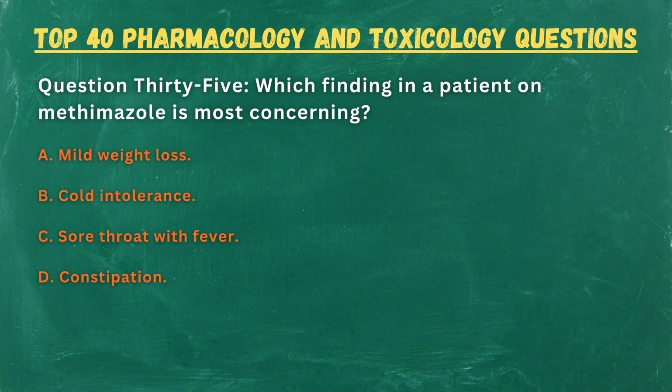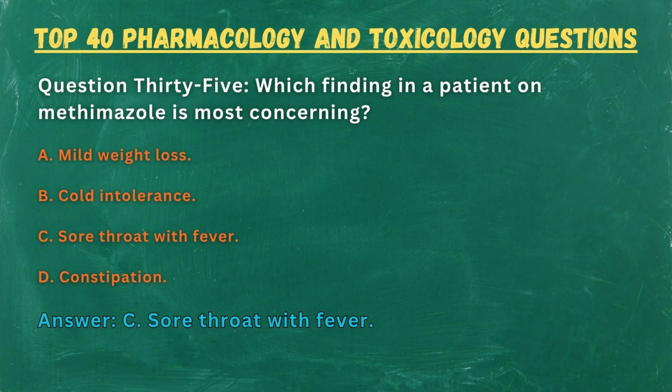Question 35. Which finding in a patient on methimazole is most concerning? A. Mild weight loss. B. Cold intolerance. C. Sore throat with fever. D. Constipation. Answer: C. Sore throat with fever.